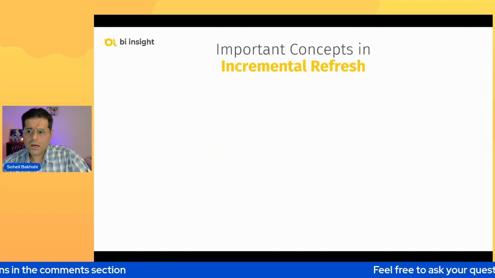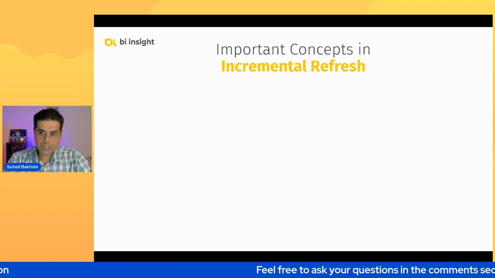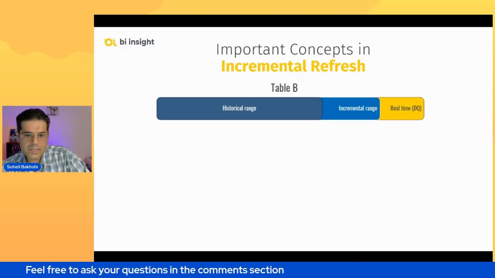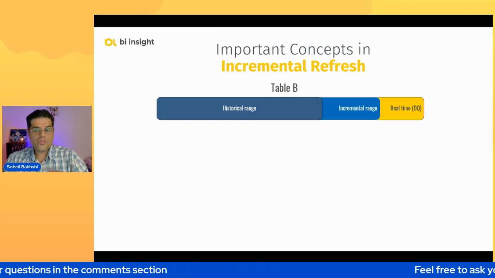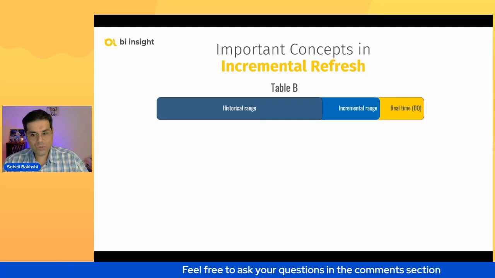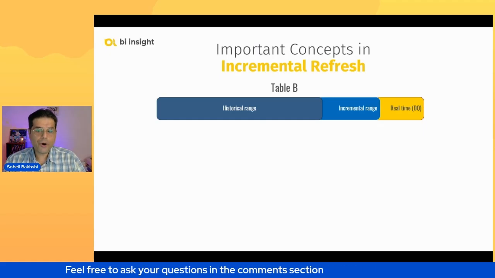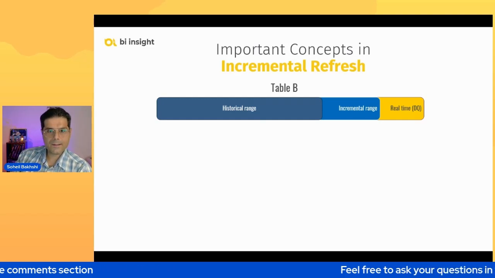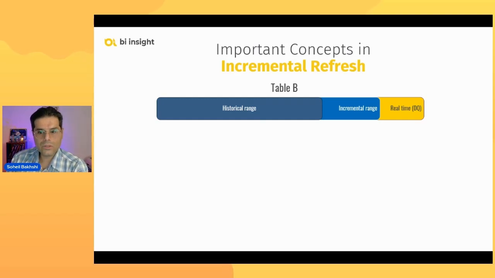Now let's see what incremental refresh has to offer. Now let's have a look at table B here. In table B, I have 3 different parts. And you can imagine a table with 3 different parts, each part serving a different purpose. The real-time part, which is highlighted in yellow, will be your real-time data. So you are connected to a data warehouse, and whatever is updated in the data warehouse, you will see that update immediately in your table, right?